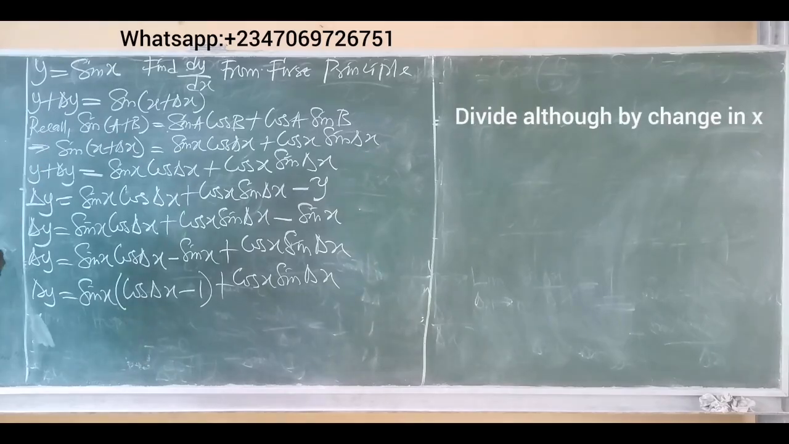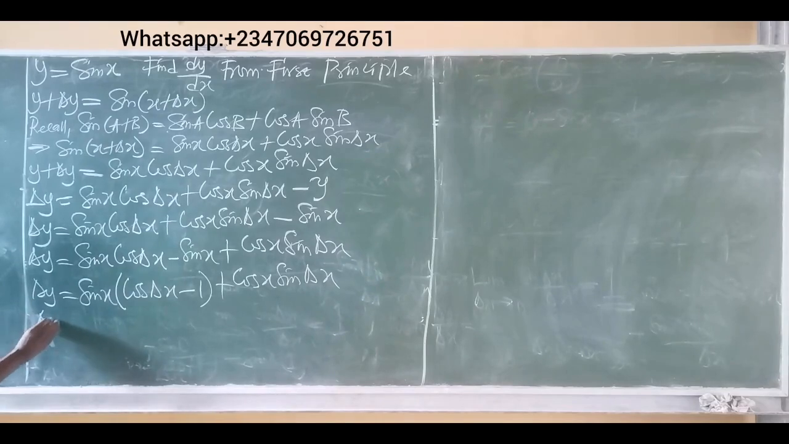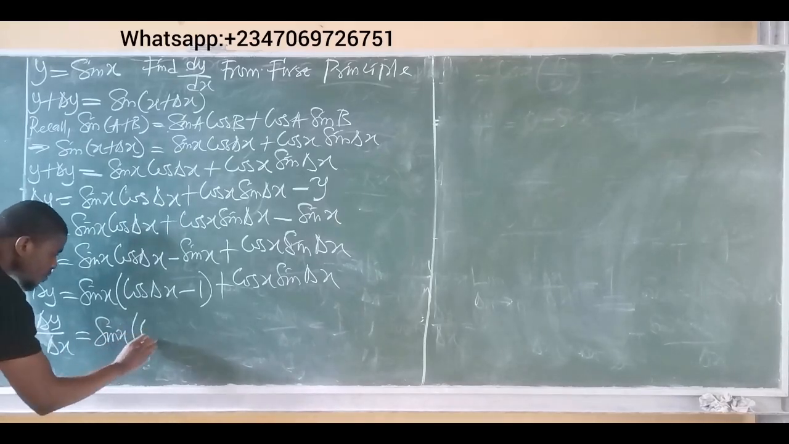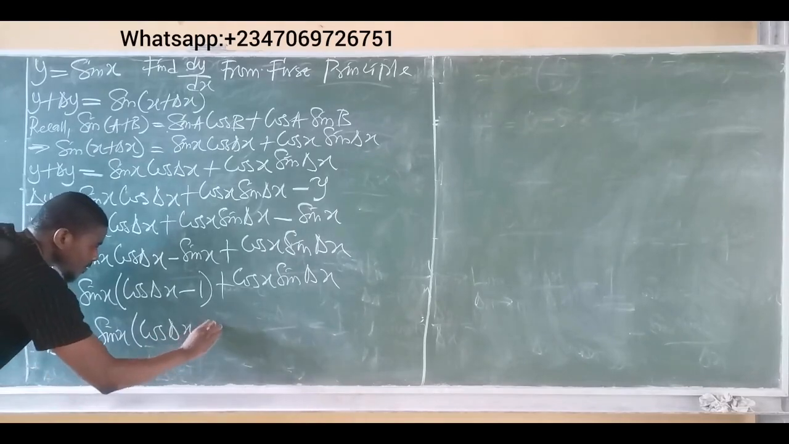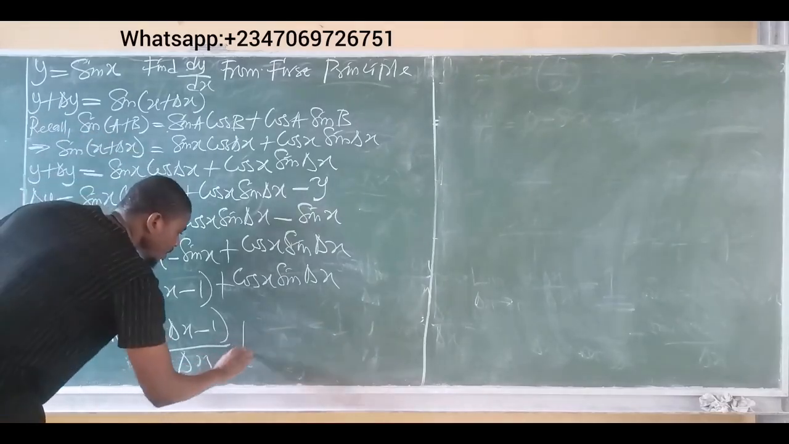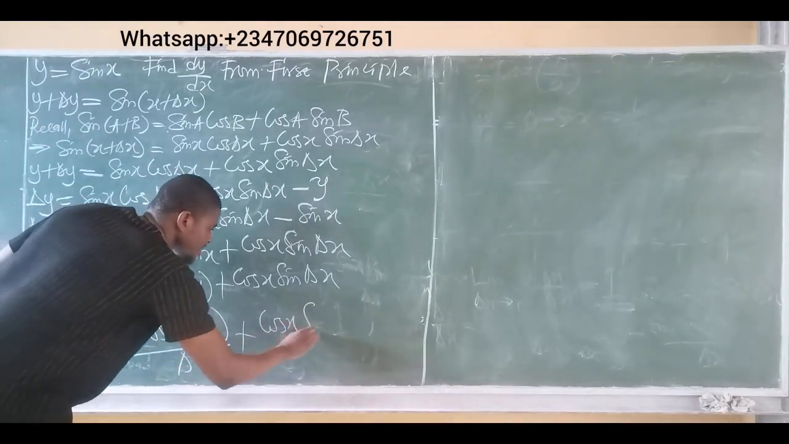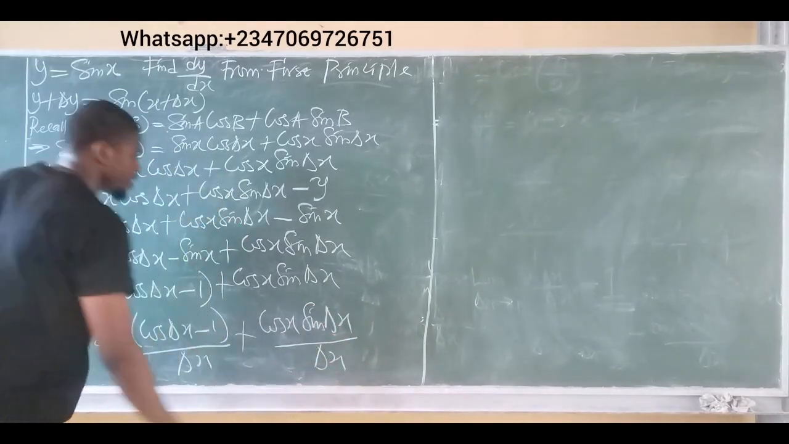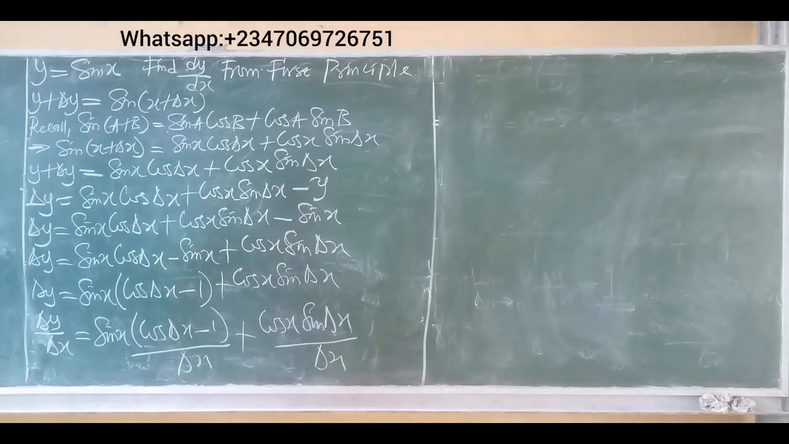So at this point, we divide all through by change in x. So this becomes change in y all over change in x equals, I have sin x into (cos(change in x) minus 1) all over change in x, okay, plus I have cos x sin(change in x) all over change in x, and you have this.